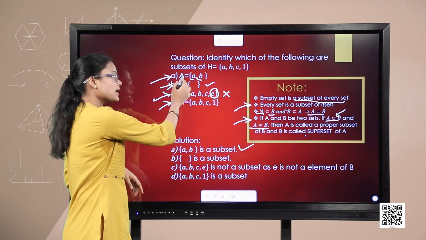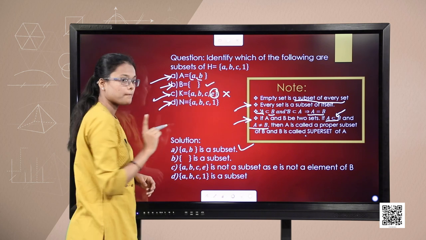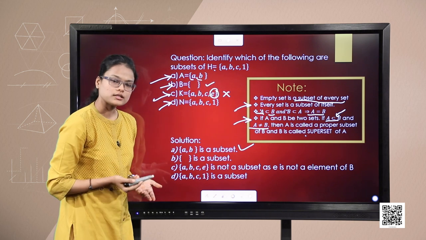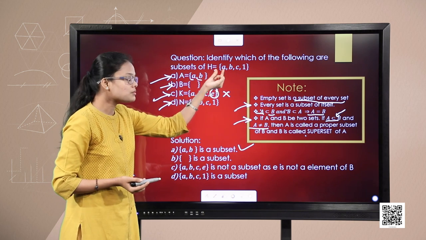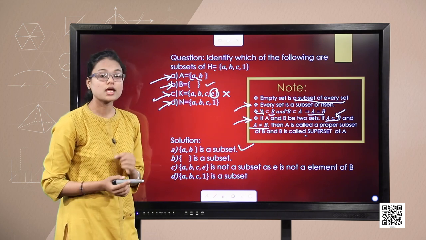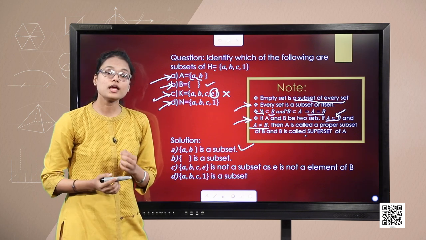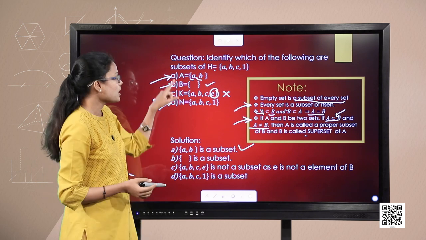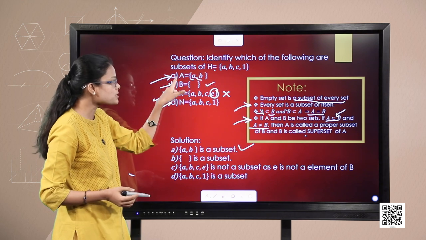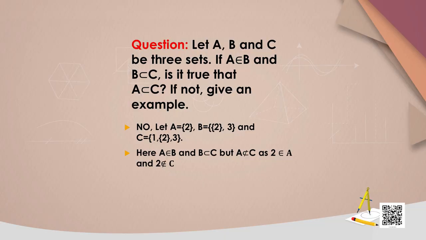Now notice which among these subsets of H are proper subsets or not. You may see that the sets A and B are proper subsets of H, but N is not a proper subset of H. Why is this so? Because N is equal to H. Such a set is said to be an improper subset. A is a proper subset of H and H becomes the superset of A. Okay, students?